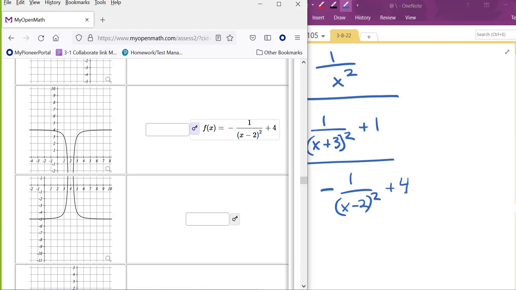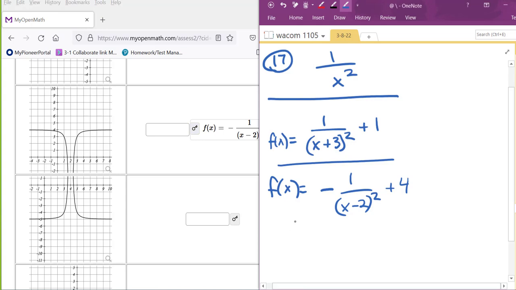This next one, there is no flip. So no negative in front. It has moved to the right 4, and it has moved down 5. So to the right 4 would be minus 4 inside with the x, and it's moved down 5. That would be out here.